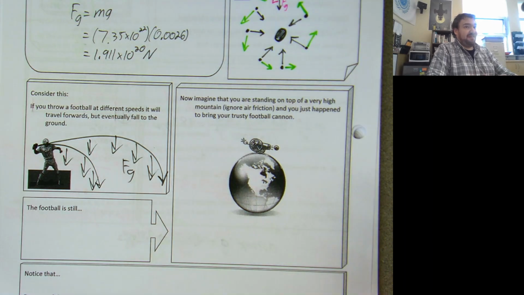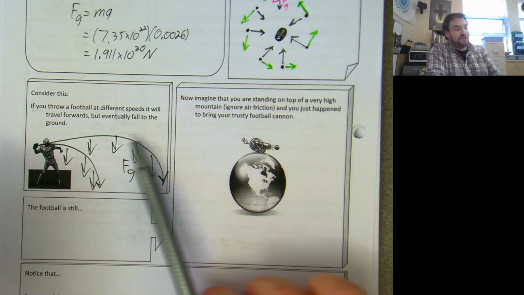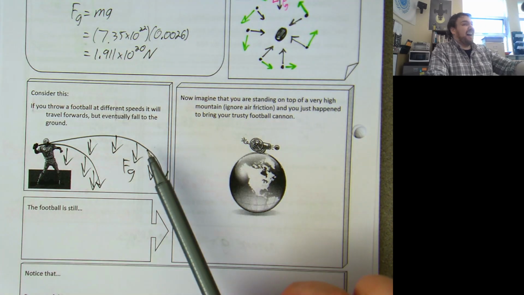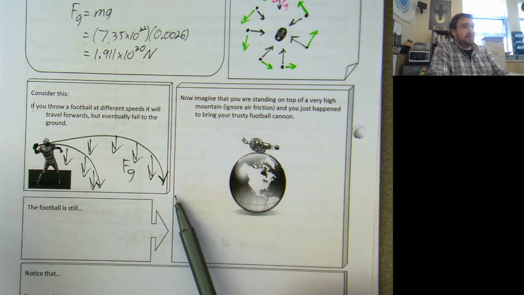But what if you threw it so fast? If you think back to our projectile motion unit, the horizontal velocity and the vertical acceleration are independent of each other. The vertical force of gravity does not slow the object down left and right. What if you were able to throw this ball so fast that it covered a horizontal distance that was great enough so that when gravity finally pulled the thing down, it actually missed the Earth?